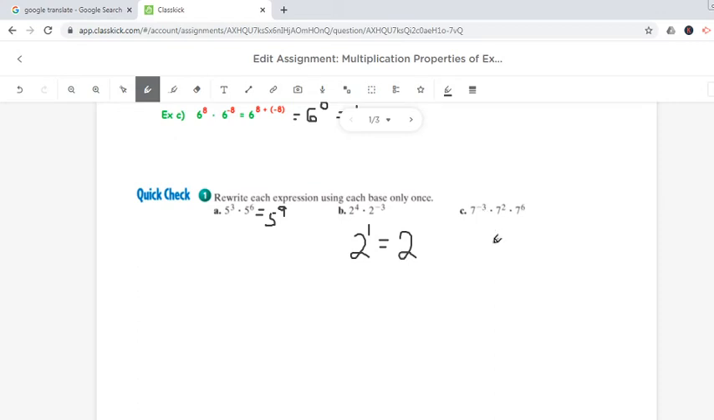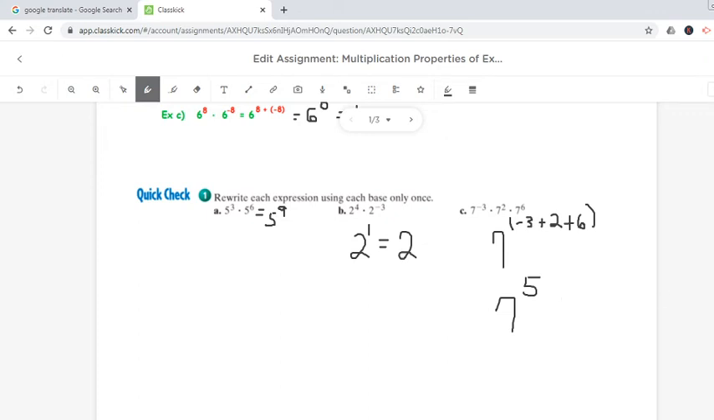Same base of 7. So add the exponents. So we have negative 3 plus 2 plus 6. So that equals negative 3 plus 2, that's negative 1. And then negative 1 plus 6, 5. It's 7 to the 5th.